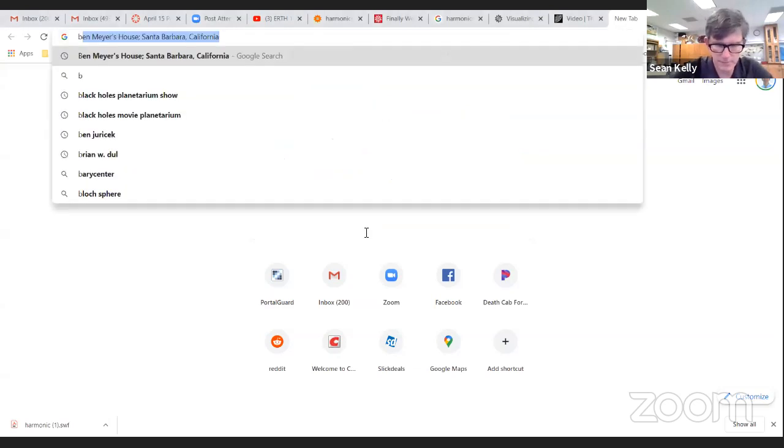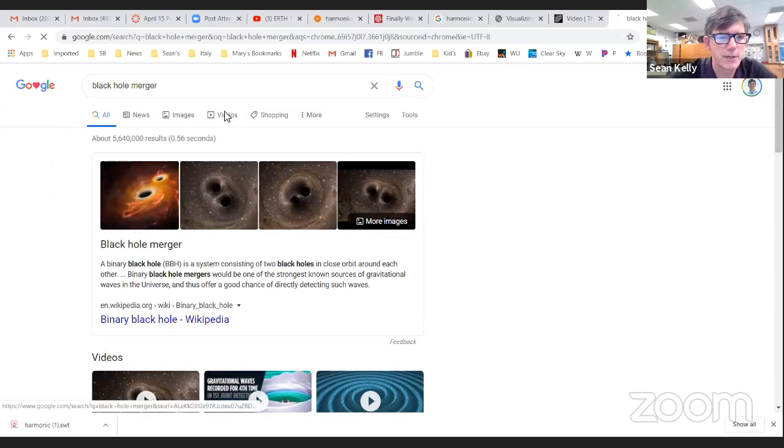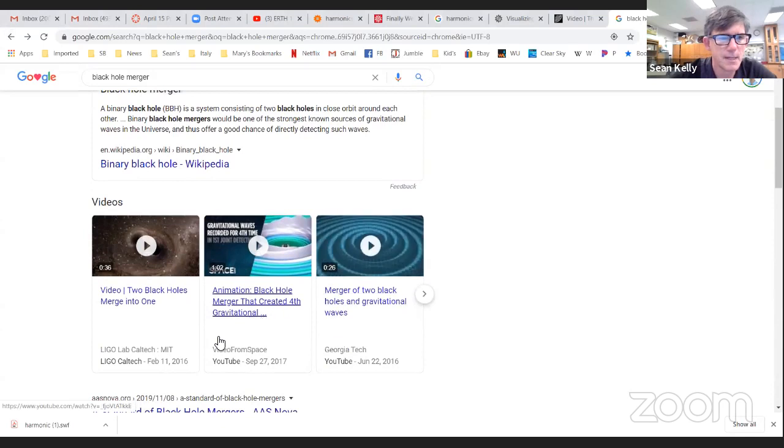So there's a black hole merger animation. I could just show you that too. Let's just see that. Black hole merger. Because that actually shows you the gravitational waves. Oh, this one is right here. This is fine. Georgia Tech. Ooh, that's pretty cool too. I think this is pretty good. I like this one.